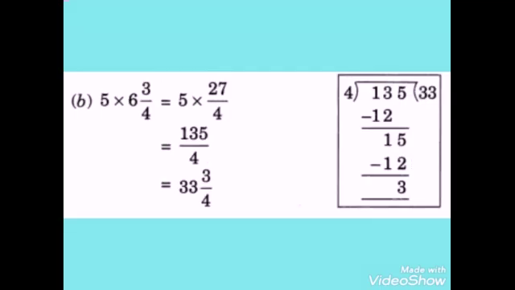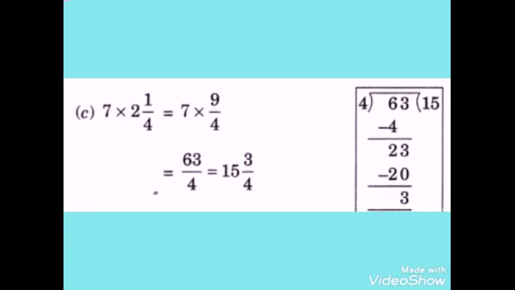B subdivision: 5 into 6 3 by 4. So the mixed fraction is 6 3 by 4. While converting we will get 4 into 6 plus 3, whole divided by 4. That is 24 plus 3 by 4. That is 27 by 4. Now it will become 5 into 27 by 4. So 5 into 27 is 135, whole divided by 4. While dividing 135 by 4, the quotient is 33 and the remainder is 3. So the format for conversion of mixed fraction is quotient, remainder by divisor, that is 33 3 by 4.